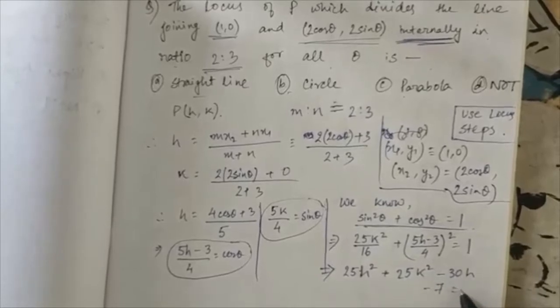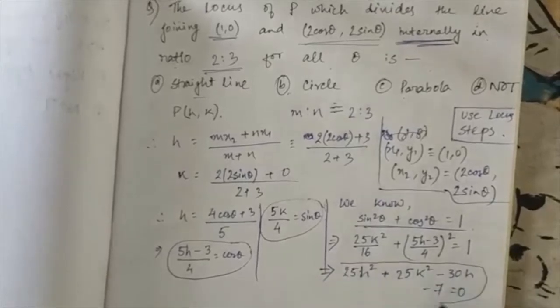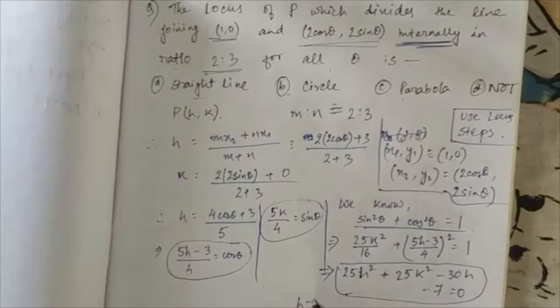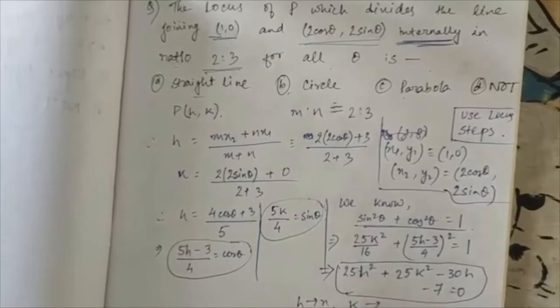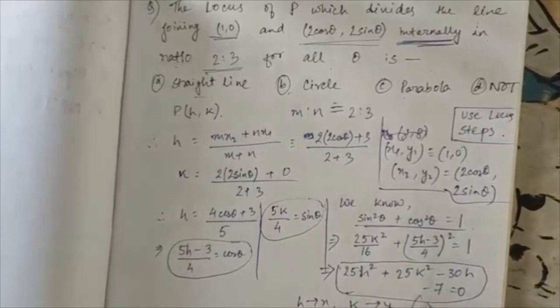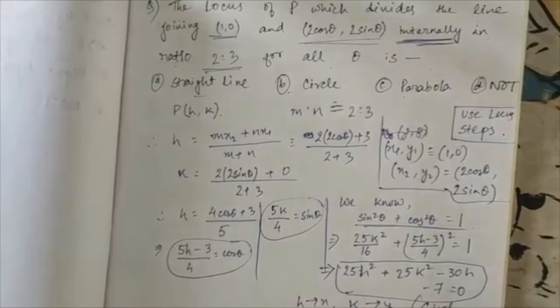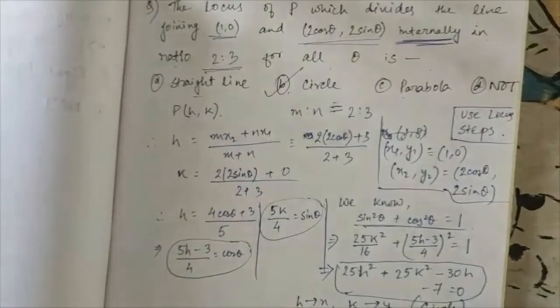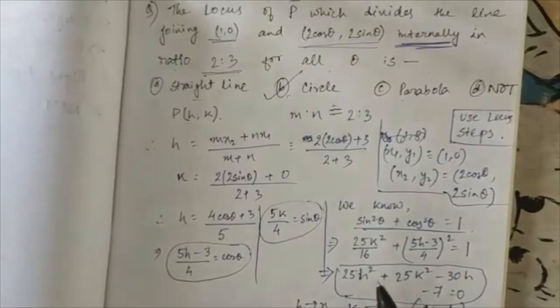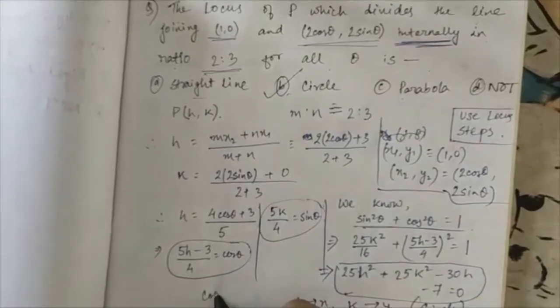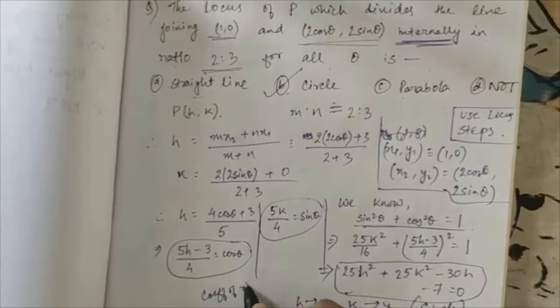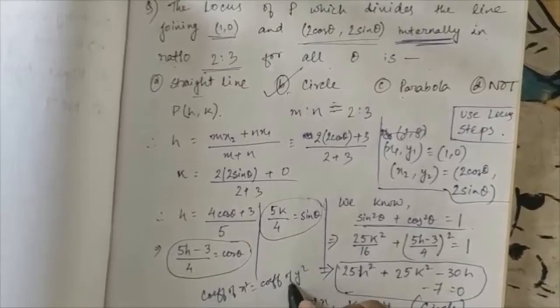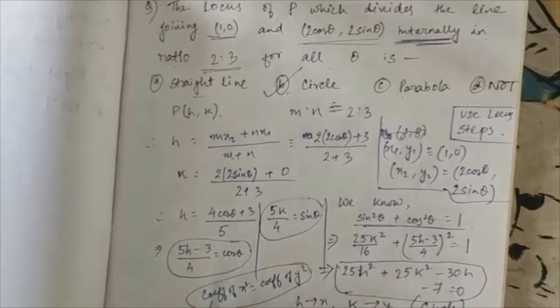So in this type of equations of coordinate geometry, whenever at any place you find the coefficient of h square and k square, or coefficient of x square and y square, equal, then just be sure that it is a circle. By the way, in the last step you have to take h as x and k as y. Okay, this is important. So option B is the correct answer.